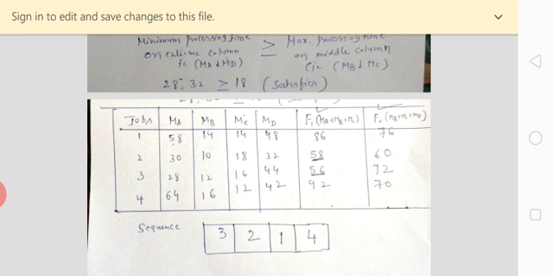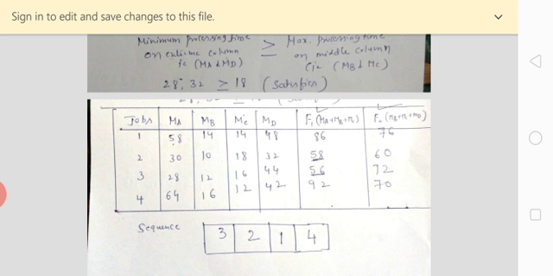Once you have the minimum processing time, you go for step 2. In step 2, Johnson's rule says that if the minimum processing time is on the first machine or first workstation, then we need to allot that particular job as early as possible, which means immediately from left to right. If the minimum processing time is on workstation 2 or machine 2, then we need to allot that job as late as possible, which means from right to left.